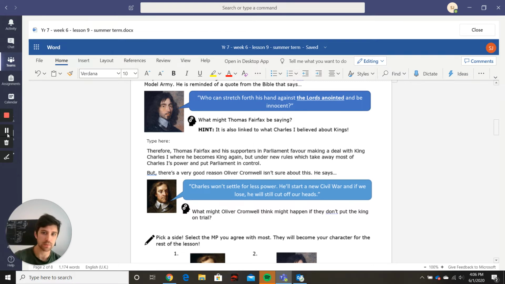Is Sir Thomas Fairfax and his followers going to win through? They'll negotiate with Charles. There won't be a trial. Or what about Oliver Cromwell's faction, his group? Are they going to be able to force through a trial of Charles I?